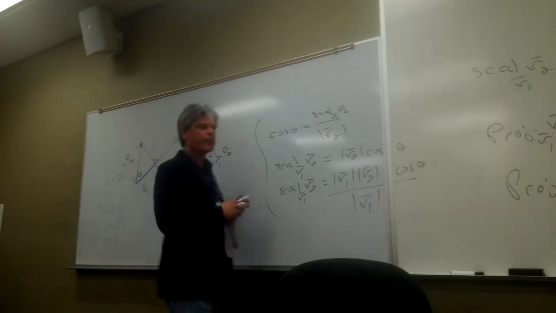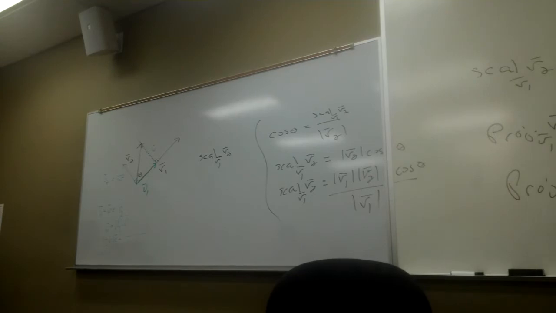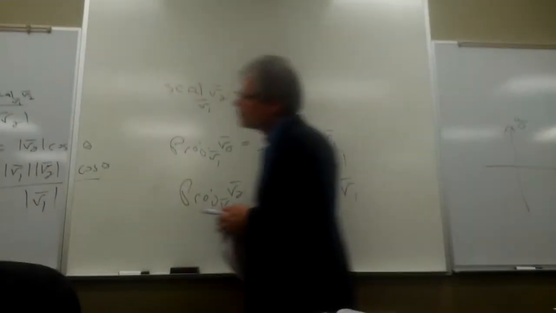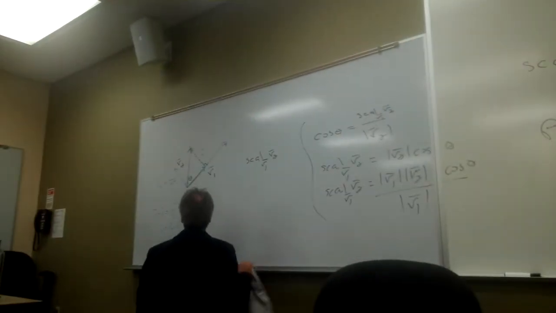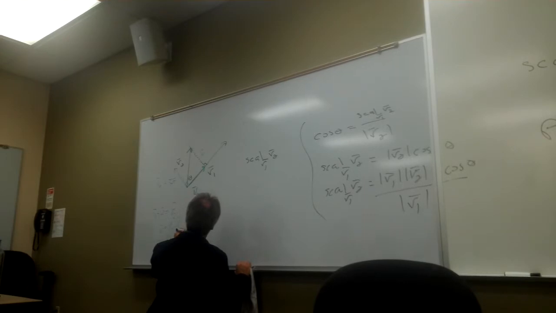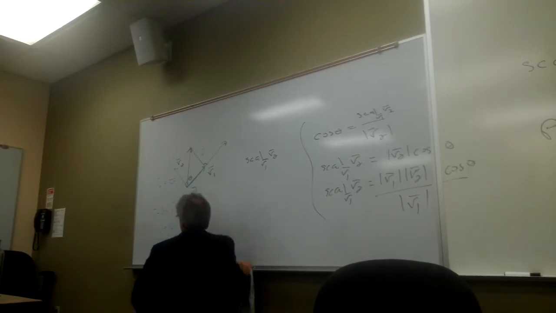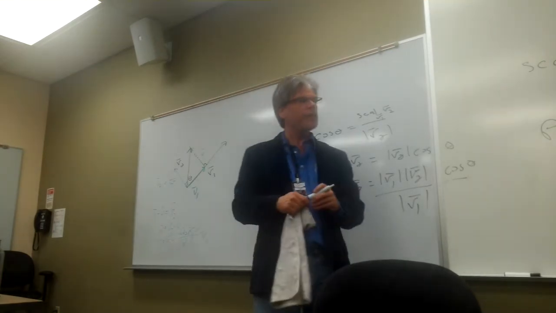This is going to be nothing more than simply rewriting this using inner products. Is that V1 bar dotted with V2 bar, over V1 bar's magnitude squared, times V1 bar?